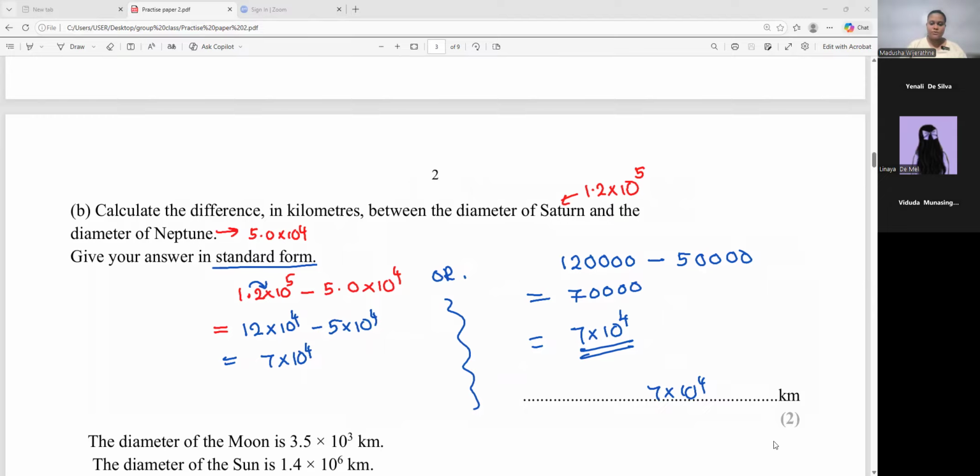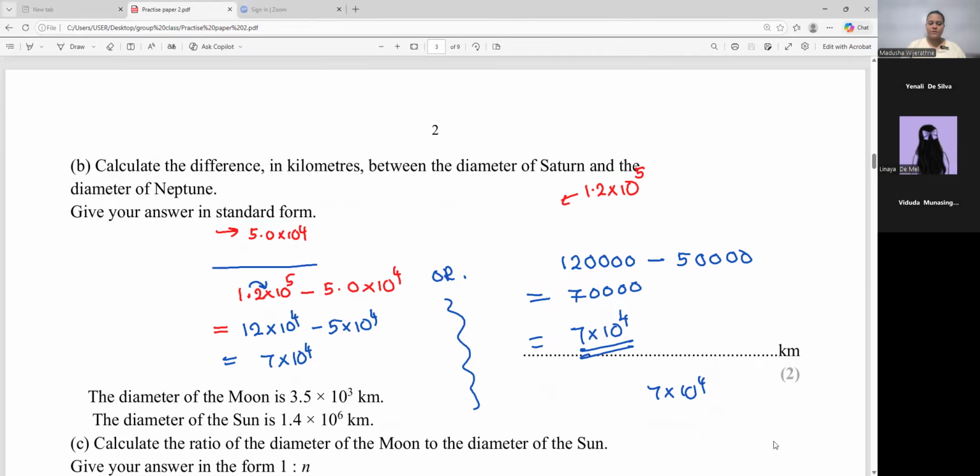So in this one, 2 marks are given. 1 mark is only if you have written the answer 70,000 without converting it into standard form. For this 70,000 1 mark, the final answer 1 mark, altogether 2.